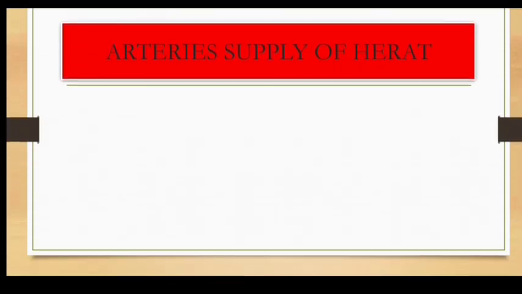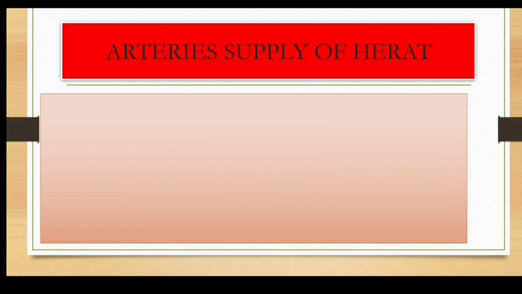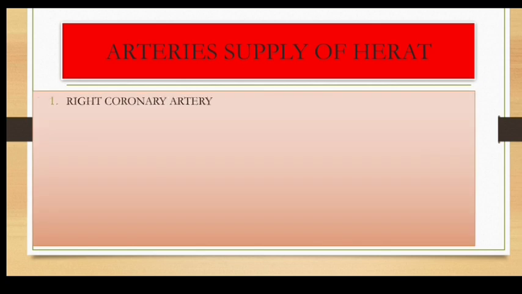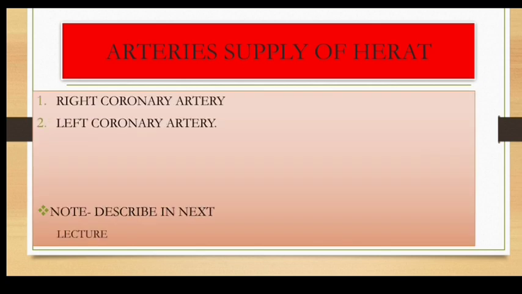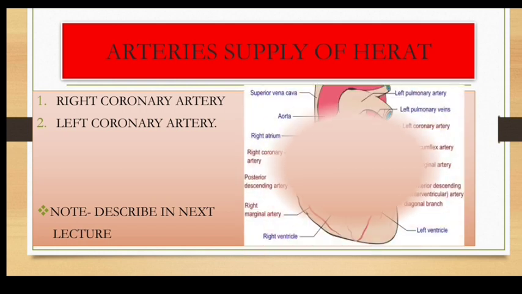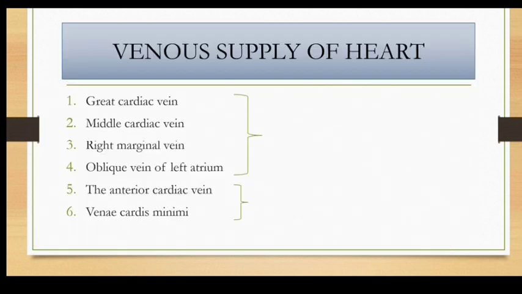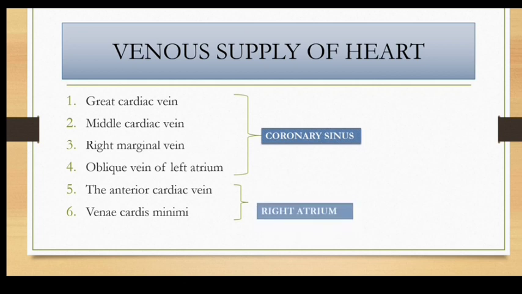Right. Arterial supply of the heart. The heart is supplied by two coronary arteries arising from the ascending aorta. Both arteries run in the coronary sulcus, right? So this is the right coronary artery and the left coronary artery, right? Venous supply of the heart. These are the great cardiac vein, the middle cardiac vein, the right marginal vein, and the oblique vein of the left atrium. These all drain into the coronary sinus, right? And the anterior cardiac veins and venae cordis minimae drain into the right atrium.